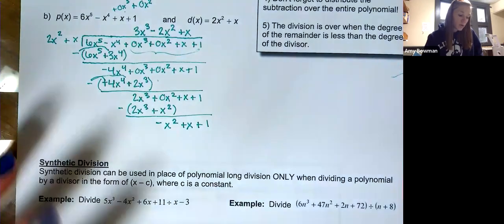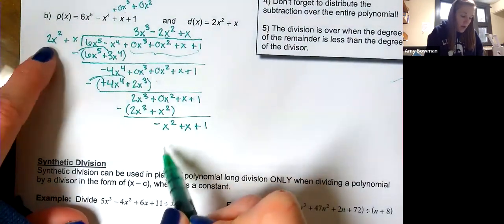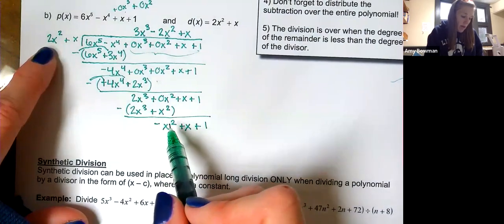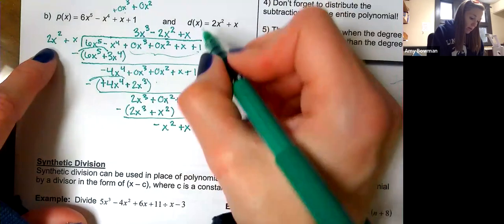So what do I multiply 2x squared by to get negative x squared? Well, to get 2 to 1, you would have to divide it by 2. And to get it to be negative, you would need a negative. So what do I multiply 2 by to get negative 1? That would be negative 1/2.